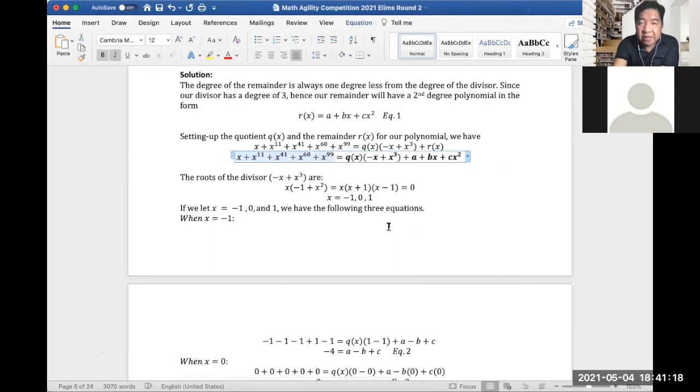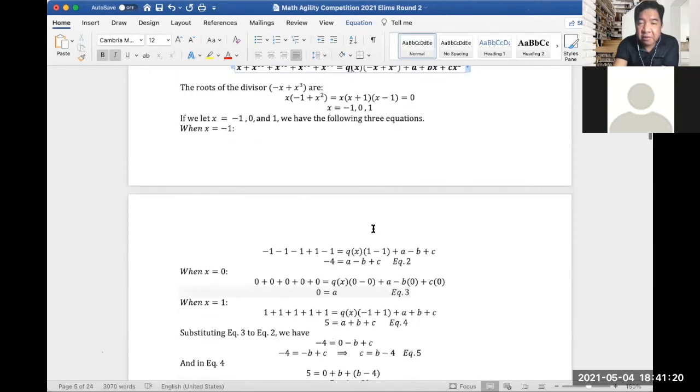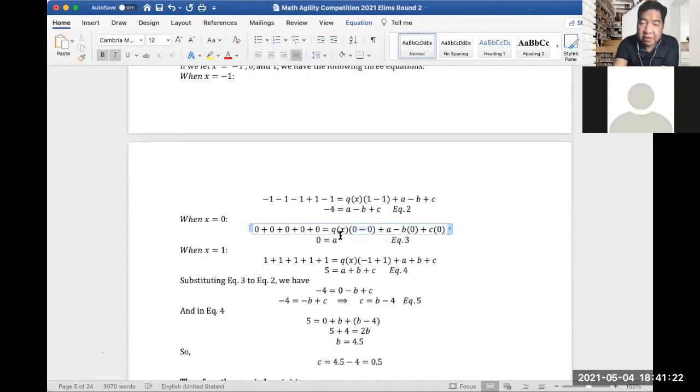And then q(x) times 0 minus 0 plus 0, so that would be 0, plus the remainder a minus b times 0 plus c times 0. So equation 3 would be a equals 0 here.